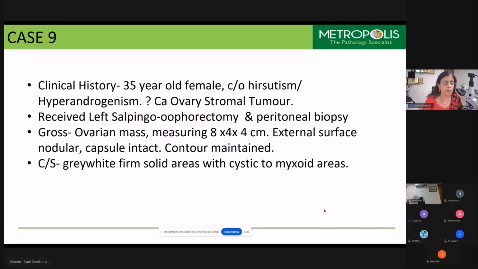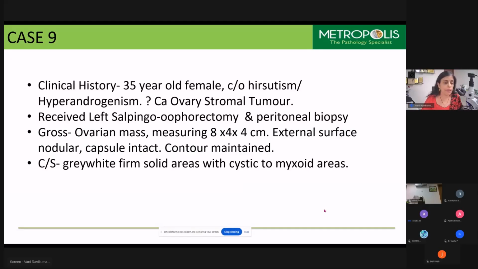And what I want to tell you is your diagnosis, your differential diagnosis, both are right. So let us see how both can be right. How can Sertoli-Leydig and a Krukenberg both be right? Okay, so that mystery we will unravel now.